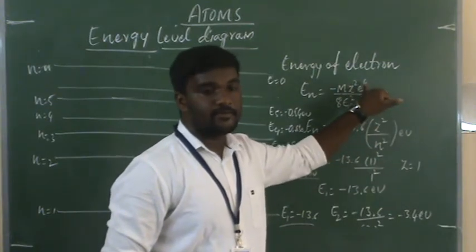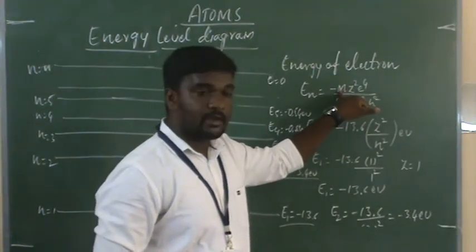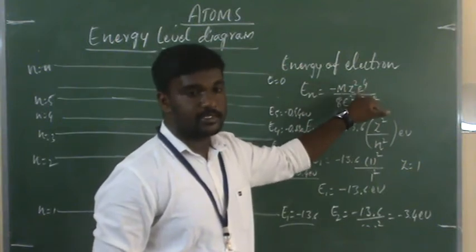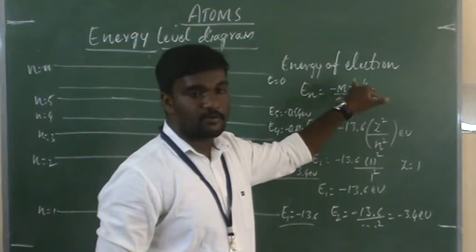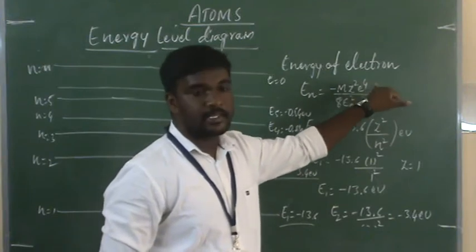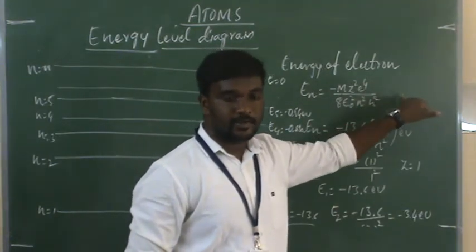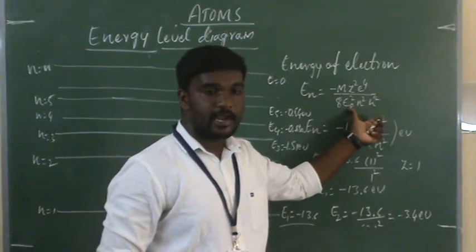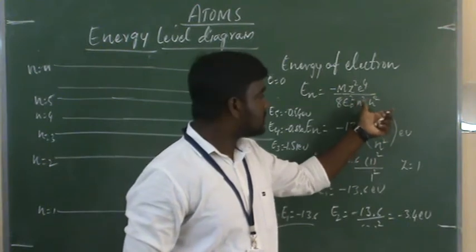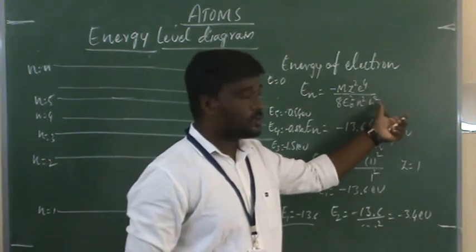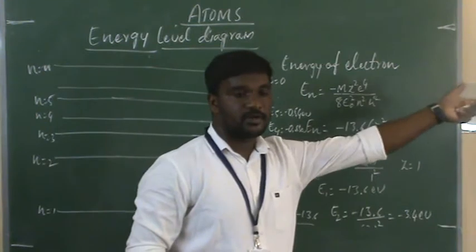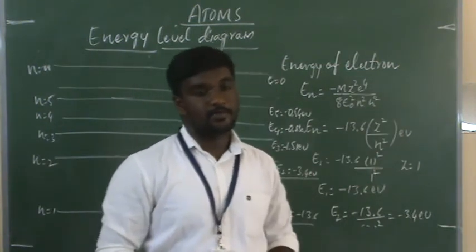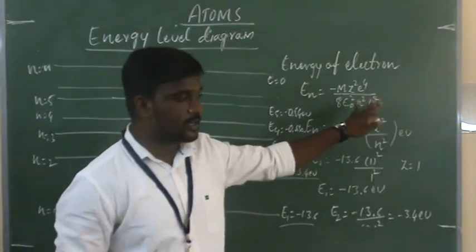Already you know the values. The m value is 9.1 into 10 to the power of minus 31. Z is 1. e is 1.6 into 10 to the power of minus 19. Epsilon naught is 8.85 into 10 to the power of minus 12. n is equal to 1, 2, 3 and so on. h is Planck's constant, 6.626 into 10 to the power of minus 34.